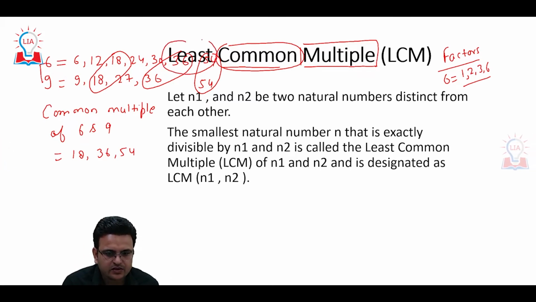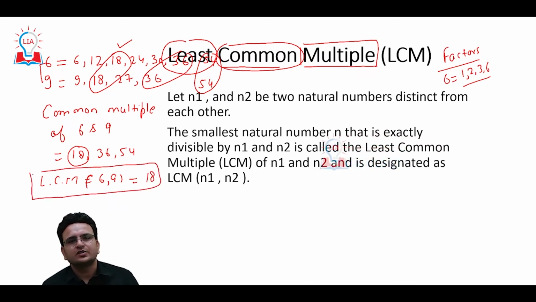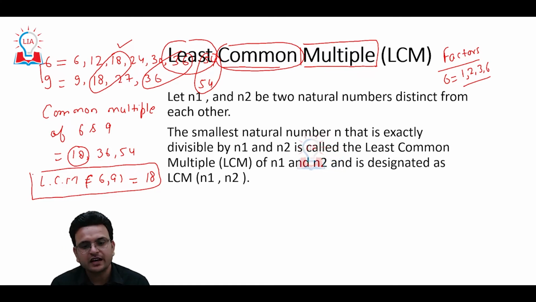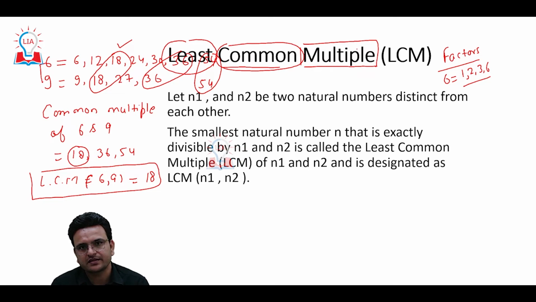Now come to the least. Here we have to see the least common multiple, that is 18. So the answer will be that LCM of 6 and 9 is 18. So these are the things you have to understand. What we have understood till now is LCM. LCM is nothing but the least number which can be divided by the given numbers.